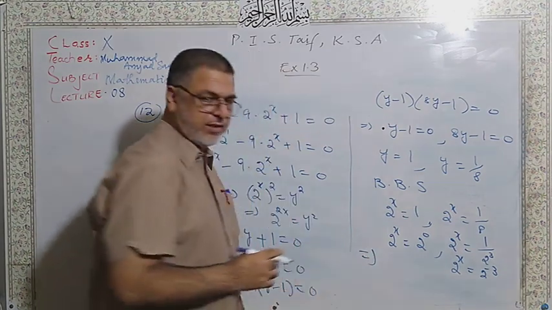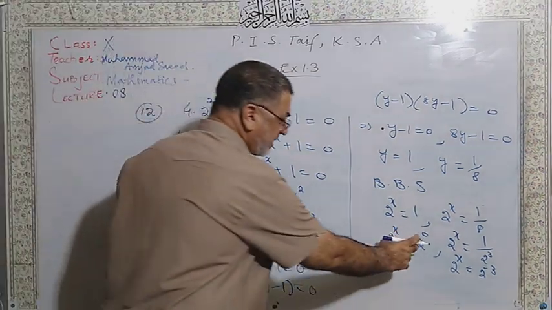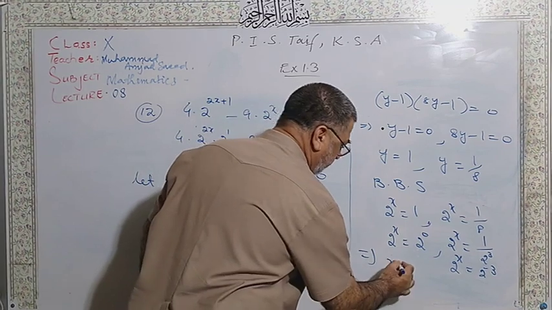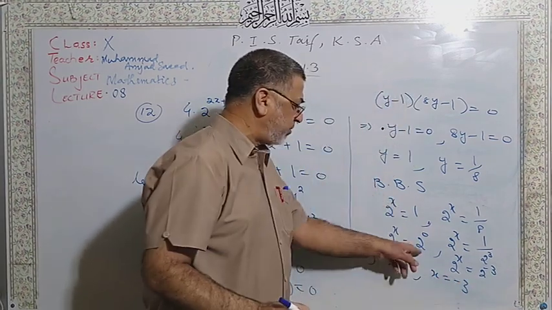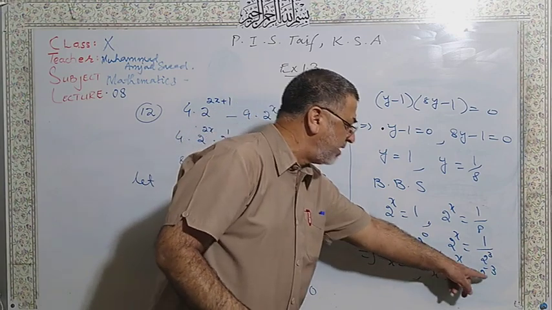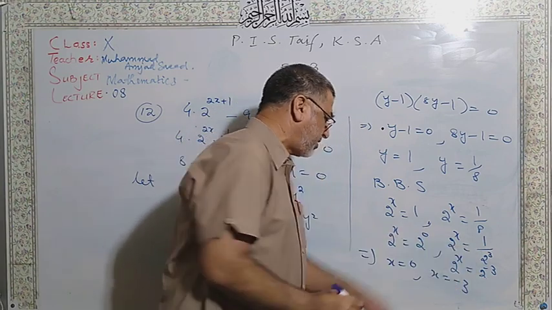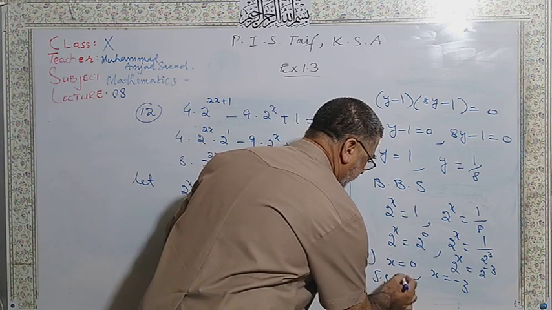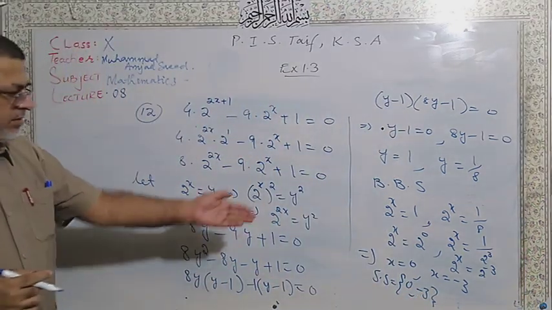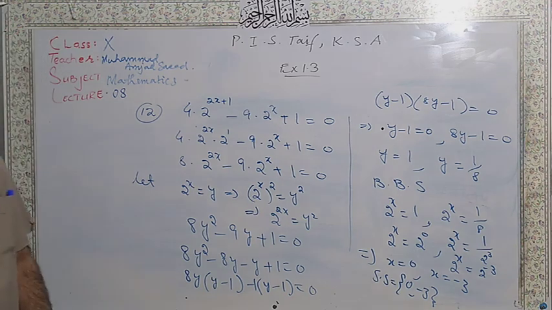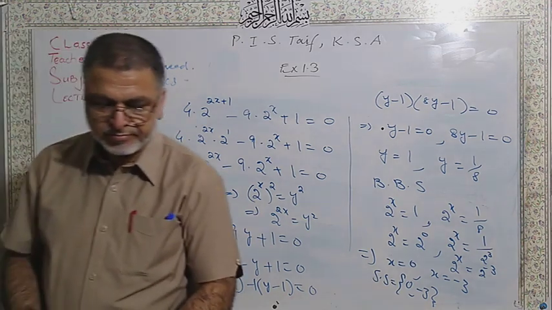So from here, the rule is, if base is equal to base, power is equal to power. Similarly, 2 is equal to 2, base is equal to base, power is equal to power. Your solution set is 0 and minus 3. That is your answer. I hope that you got the idea.